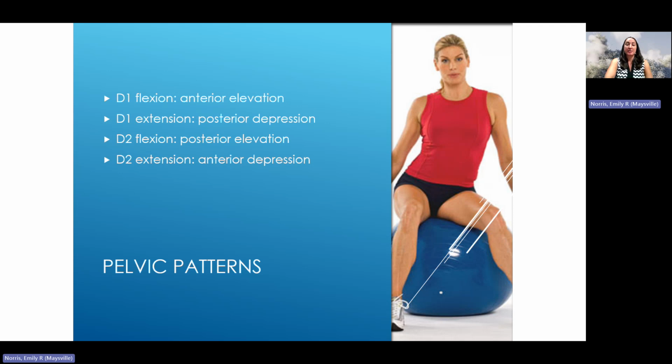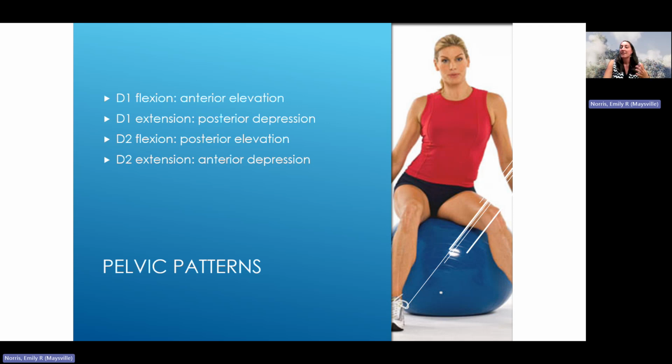All right, pelvic patterns. I'm actually sitting on a ball now doing some pelvic patterns. So anterior elevation is forward and up, just like with the shoulders. Posterior depression is down and back, just like with the scapular patterns. D2 flexion is posterior elevation, once again, up and back. And D2 extension is anterior depression, forward and down. Okay, so those are a little bit harder to do.